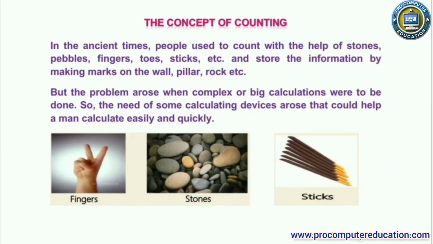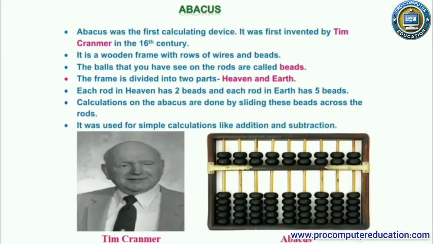In the ancient times, people used to count with the help of stones, pebbles, fingers, toes, sticks, etc. and store the information by making marks on the wall, pillar, rock, etc. But the problem arose when complex or big calculations were to be done, so the need of some calculating devices arose that could help a man calculate easily and quickly. Let's learn about some of the early calculating devices.